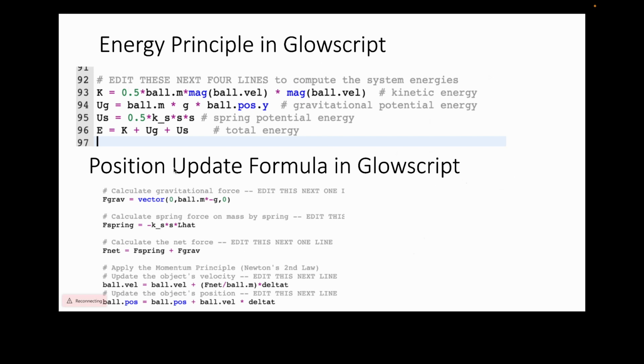Here's the energy principle in GlowScript with all of the energies, such as K equals 1/2 mv squared, gravitational potential energy equals mgh, and so on. And that equals the delta E value right here. The position update formula and velocity update formula in GlowScript can be found here, with the net force being the spring plus gravity, and that is plugged into the equations right there.